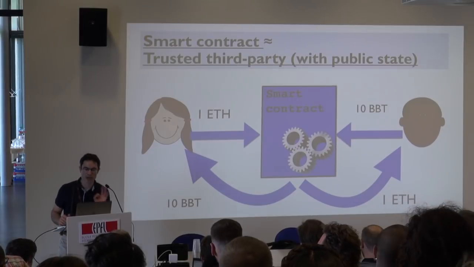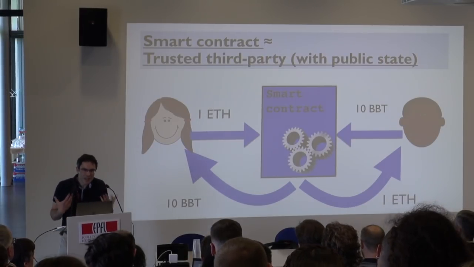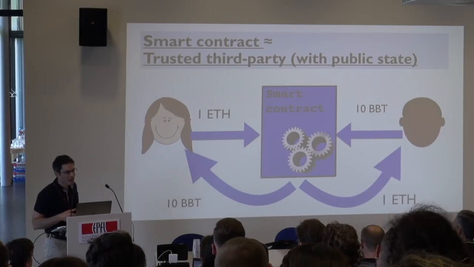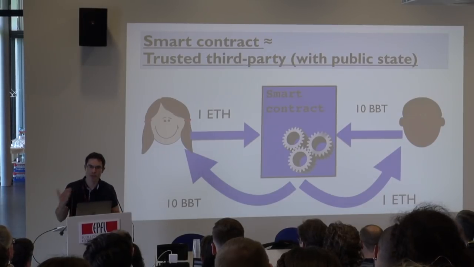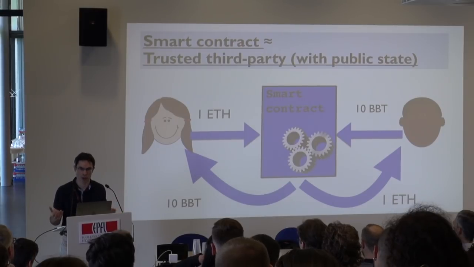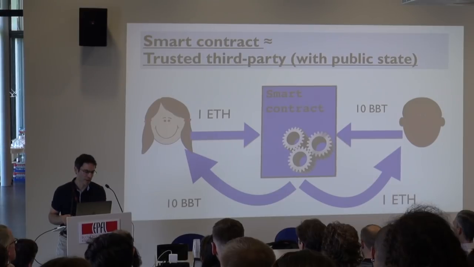This is where smart contracts come into play. A smart contract, essentially, if you want a distilled down definition, is like a trusted third party with public state. Again, its behavior is visible to the whole world. There's this property of transparency that I mentioned near the very beginning of the talk.